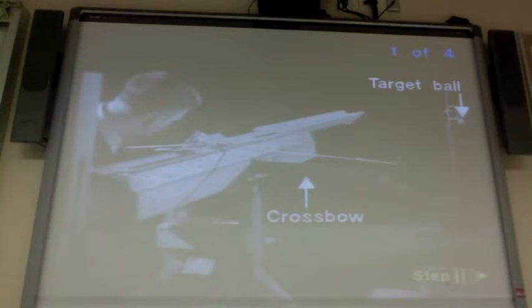All right, so we have a crossbow, and it is launched at a ball, and the ball is going to be dropped from the same height.